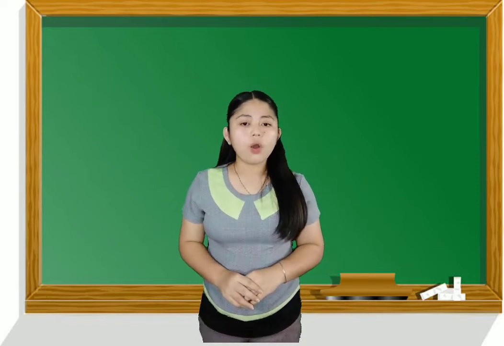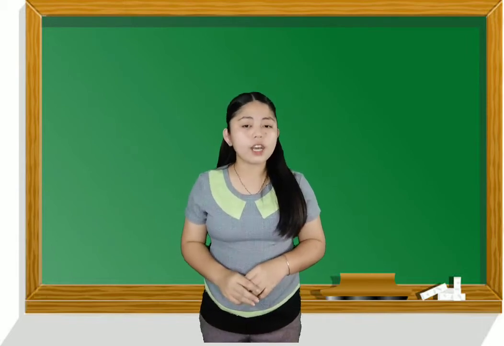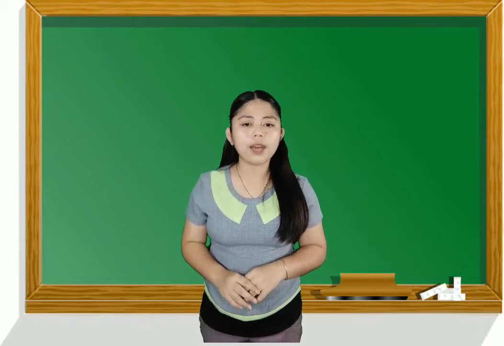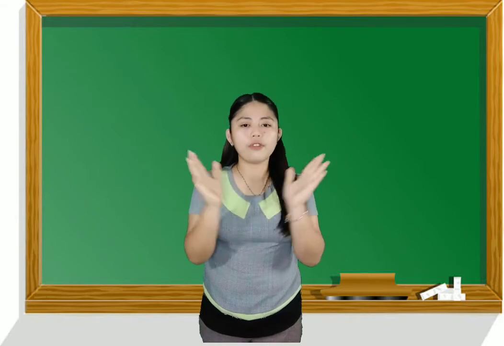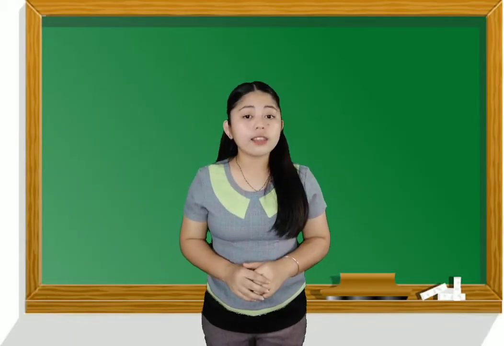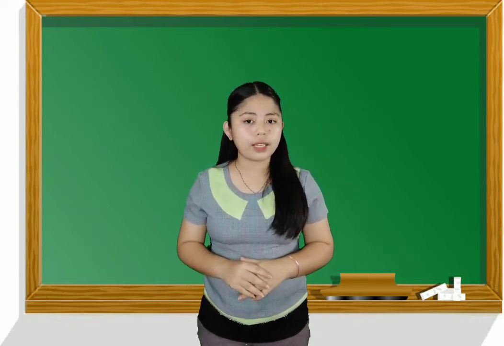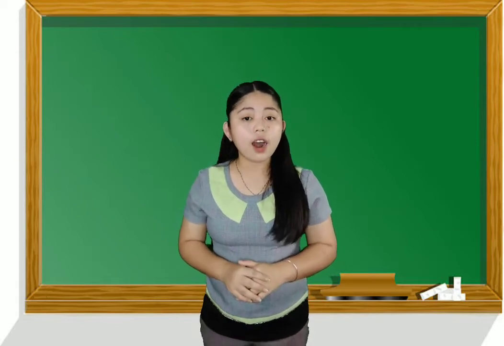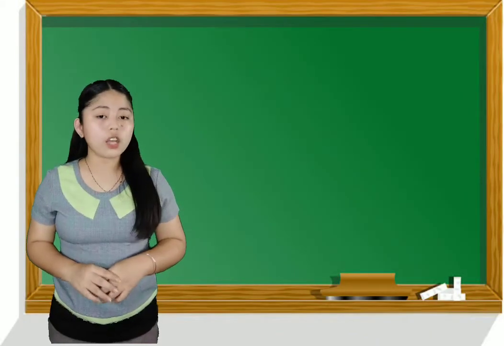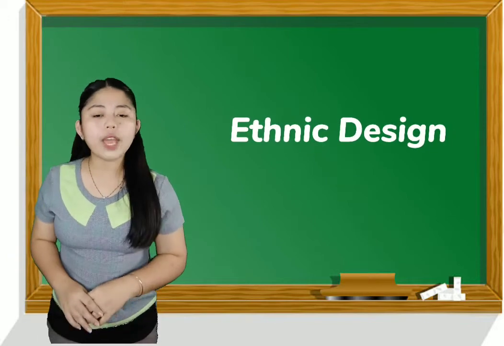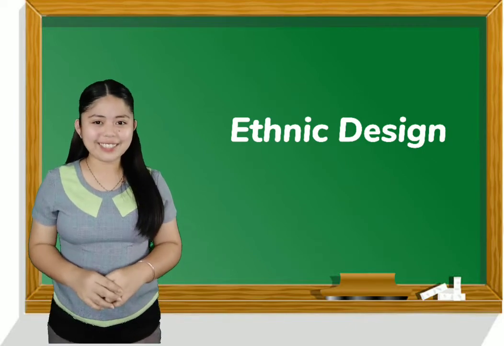How about you, Ruby? What culture do you belong? Okay, very good. So class, Ruby belongs to a cultural group called Maranao. Let us give Ruby 5 big claps. 1, 2, 3, 4, 5. So class, there are a lot of cultures that exist here in the Philippines, and each of us belongs to different cultural communities. Thus, our culture differs from each other, which made us unique. But anyways, going back to our main topic, do you have any idea about the concept of ethnic design, class? Okay, very good.